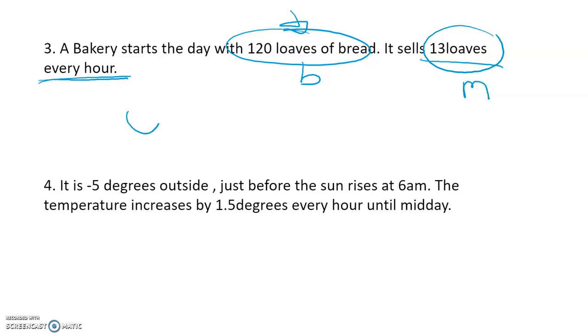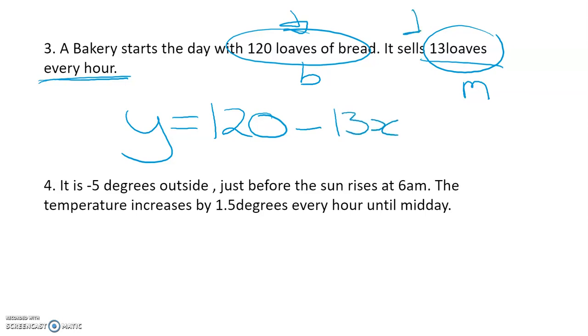So let's put that into our equation, y equals, now be careful here, we're starting with 120, so I'm actually going to write the 120 first. It doesn't matter which order you put these in, as long as your rate of change is next to your x. And I'm going to subtract 13x. Now the reason I'm subtracting 13 is because the bakery is losing those loaves every hour. It's selling them. It starts with 120. 1 hour later it has 13 less. 2 hours later another 13 less, etc.